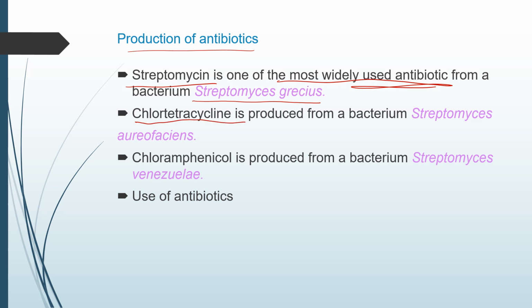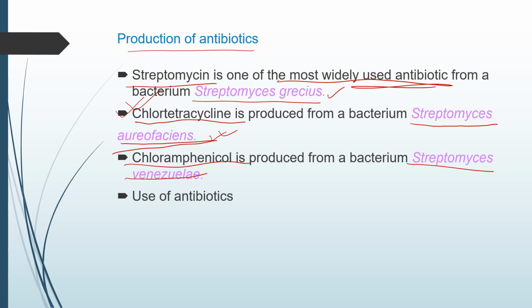Now, chlorotetracycline is produced from the bacterium Streptomyces aureofaciens. These scientific names you should remember, so that if they give you the name of an antibiotic, you can write from which bacterium it has been derived, that is Streptomyces aureofaciens. Chloramphenicol is produced from a bacterium Streptomyces venezuelae. These antibiotics have been derived from these bacteria only, and streptomycin is one of the most widely used antibiotics, derived from Streptomyces griseus.